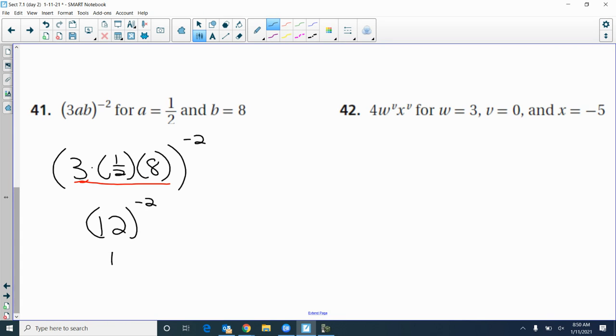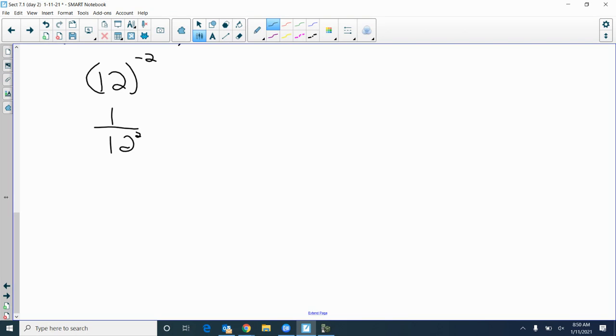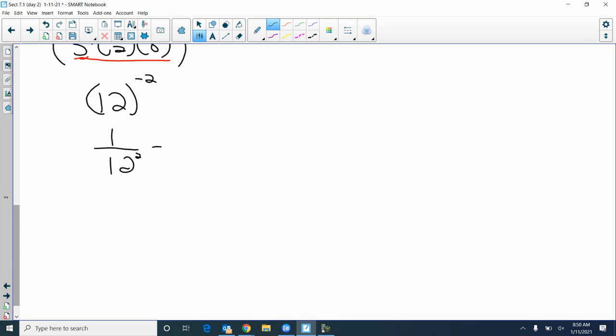This becomes 1 over 12 to the second power. And 12 times 12 is 144. So that's what we should get there, 144. Grant, I'm sure this is all making sense to you. Not yet. Not yet. Okay, so 1 over 144.